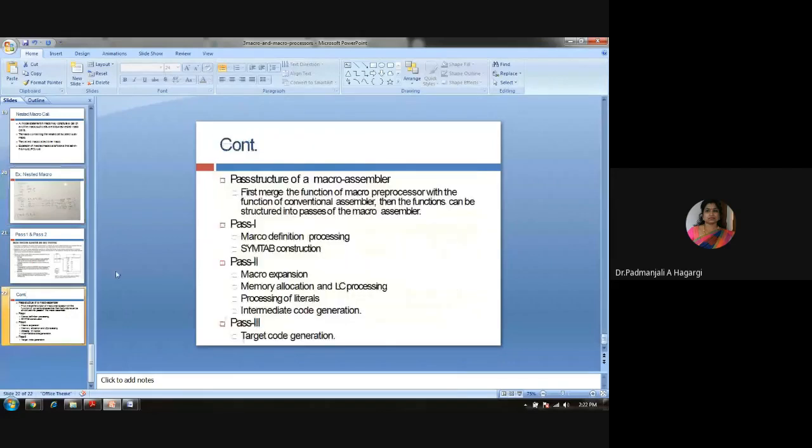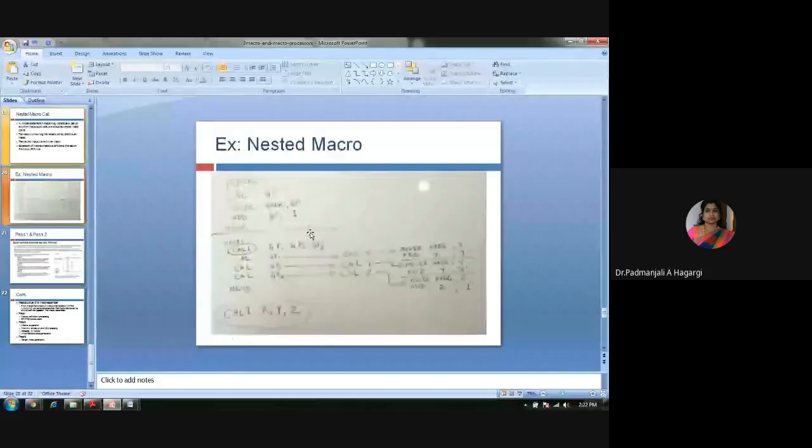Pass one processes all the macro definitions. Along with that, it also constructs the symbol table. Why symbol table? Maybe one can tell now, ma'am, where have we seen the symbol table in your macro? This is only a part of a macro which I have told, but in your program there will be the rest of the code also, the remaining code excluding the macro. So the remaining code may have labels, symbols, something like that. So all those will get executed.